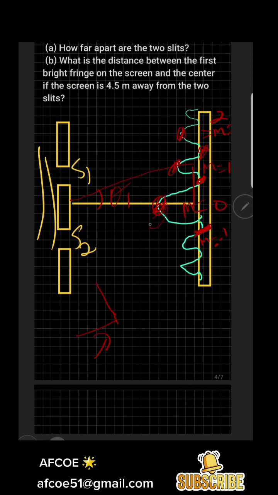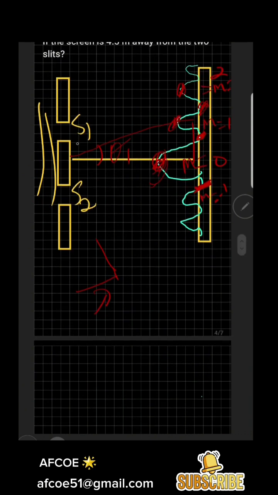We are having the more bright fringe here. So the angle is θ1. From there, if the difference between the two wavelengths, if this one travels 3 and this one travels 4, it will be a single wavelength. And by trigonometry, we have here theta.